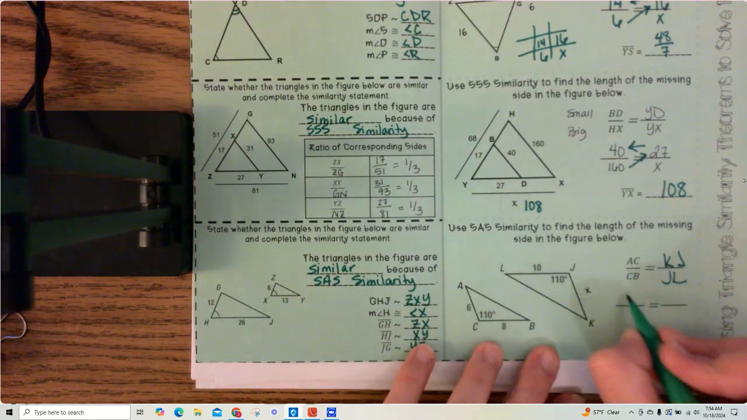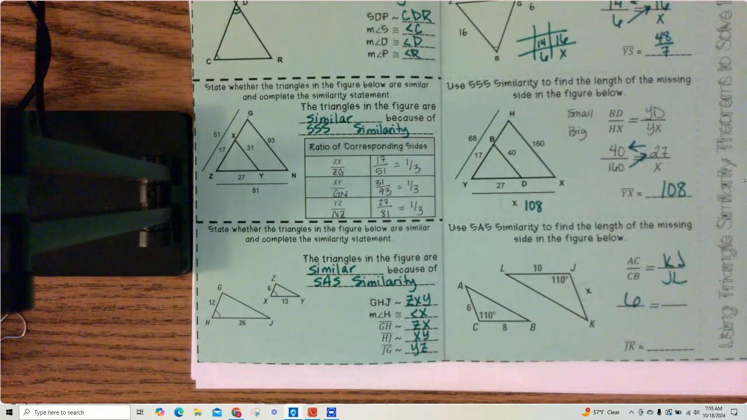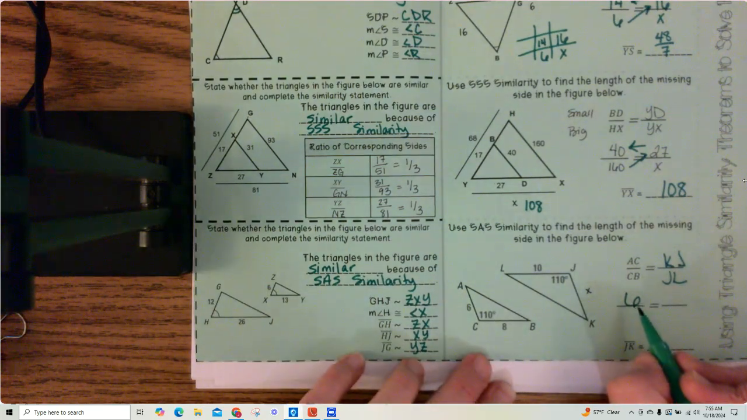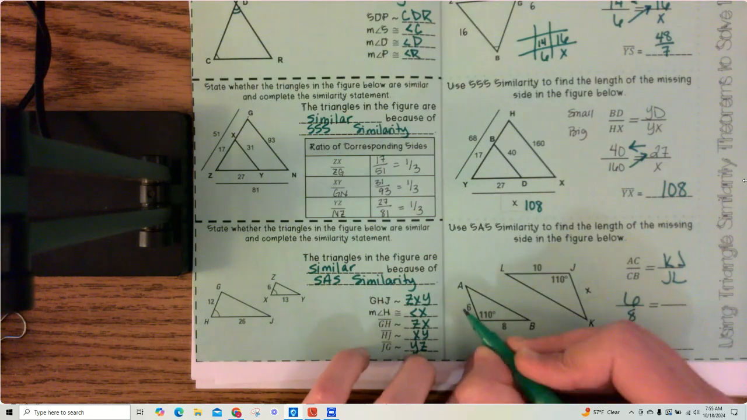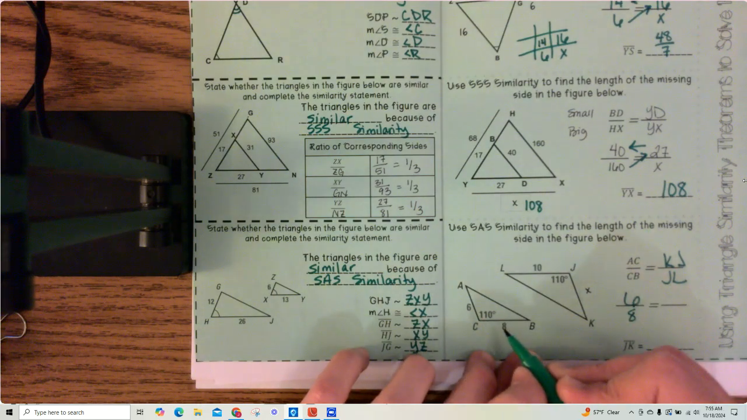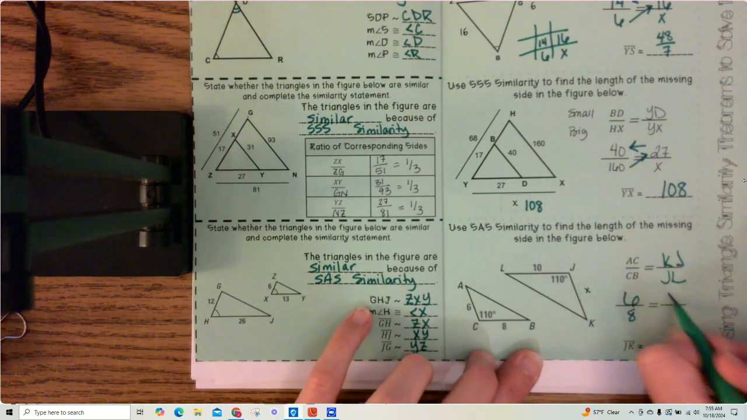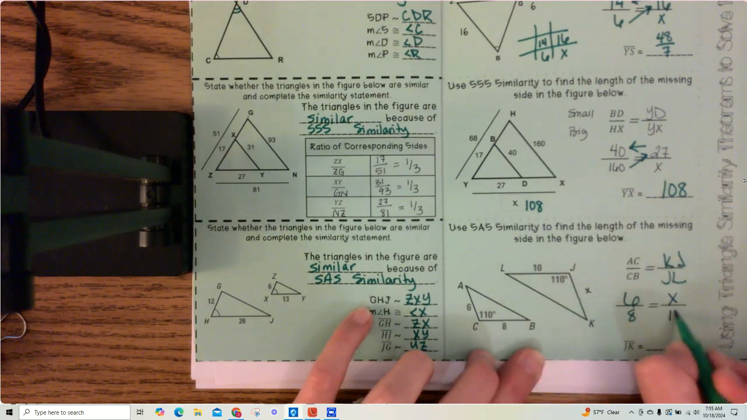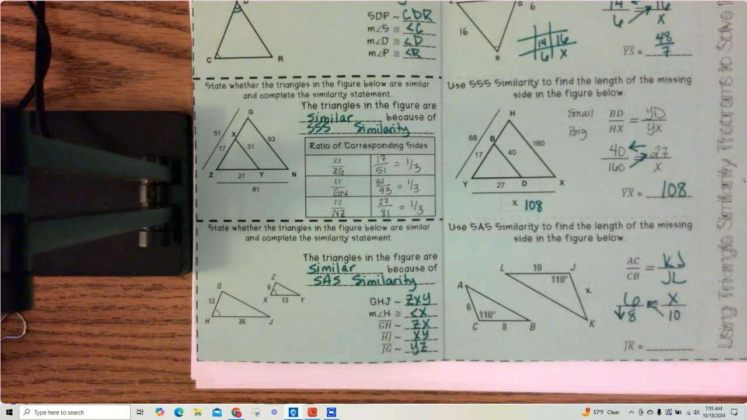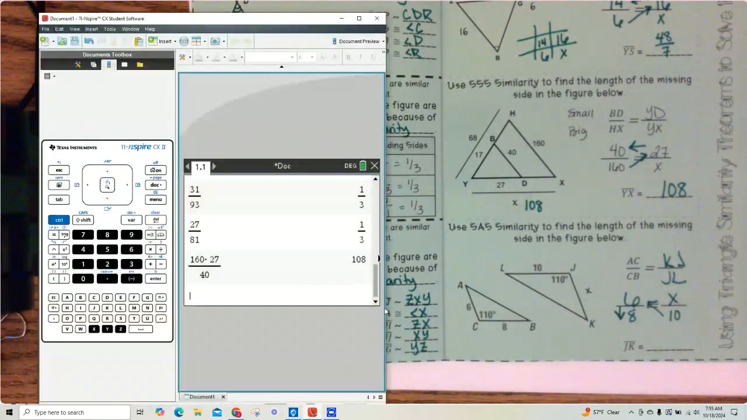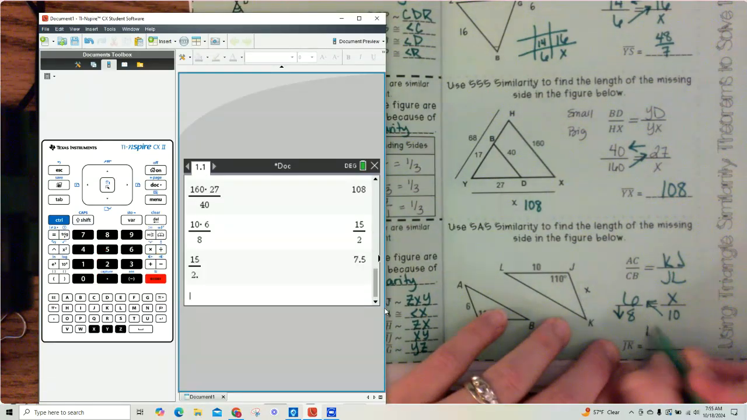So AC is 6. CB is 8. And that's where I'm pulling the numbers from. AC is 6. CB is 8. KJ is X. JL is 10. And then we cross multiply and then divide. So 10 times 6 divided by 8 gives me 15 over 2. So again, 15 over 2.